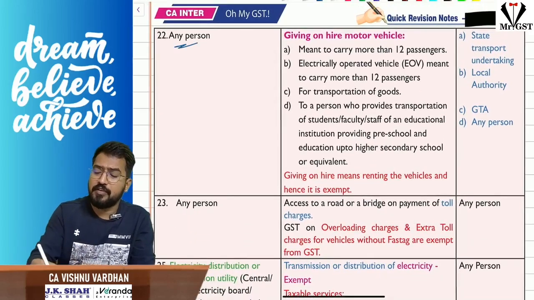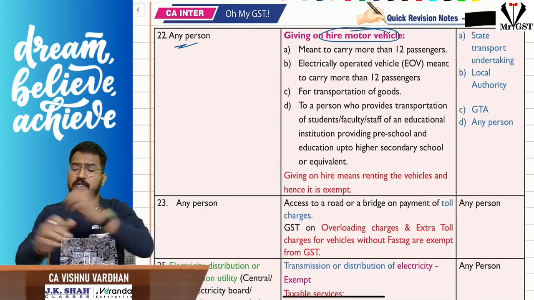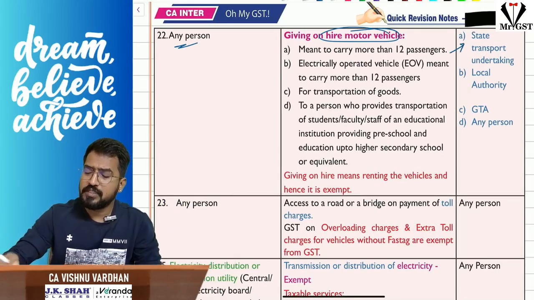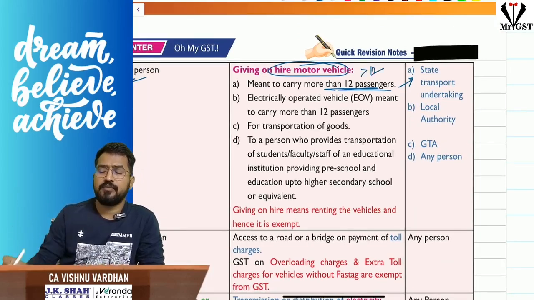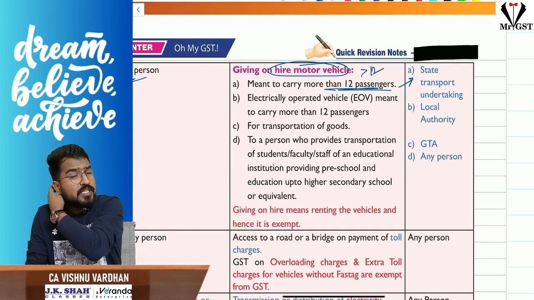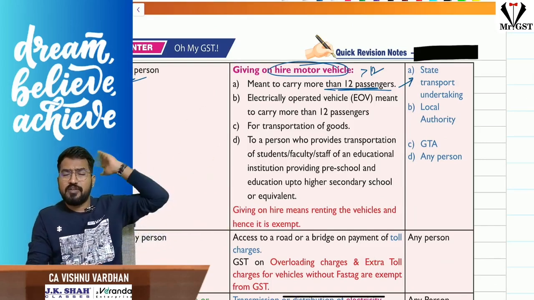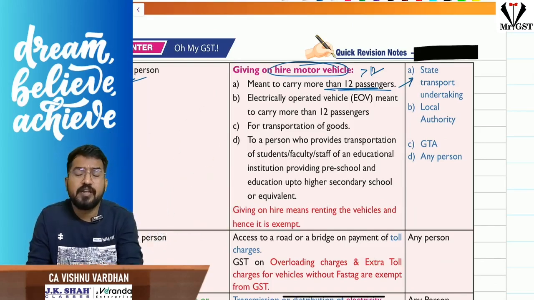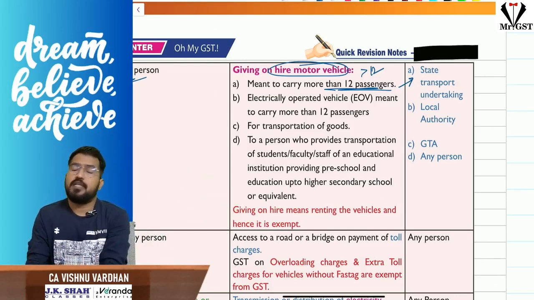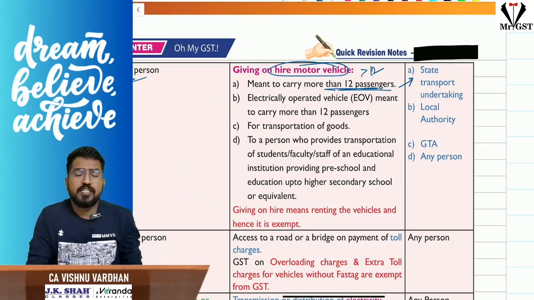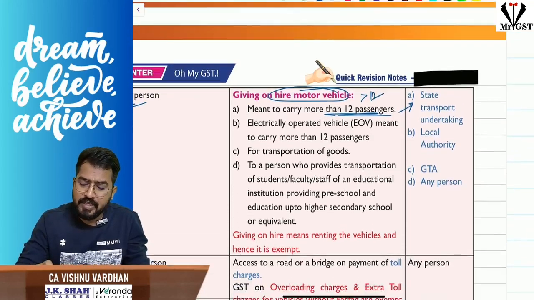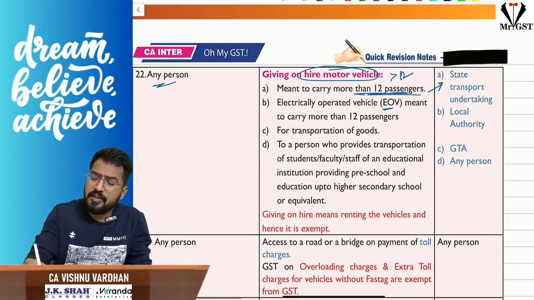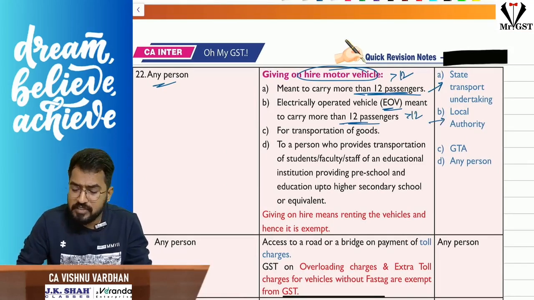Next one is any person giving on rent motor vehicles to state road transport undertaking. Any motor vehicle which can carry more than 12 passengers, that is greater than 12. For example, for Tamil Nadu State Road Transport Corporation or Andhra Pradesh State Road Transport Corporation or whatever it is, for the state road transport corporations, we are renting the buses, that is exempt under GST. Whatever the consideration that state road transport undertaking pays to us for renting the bus is exempt under GST. Next, we are renting the electric vehicles which can carry again more than 12 passengers to local authority, that is also exempt under GST.